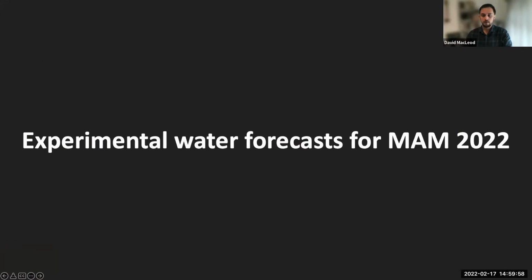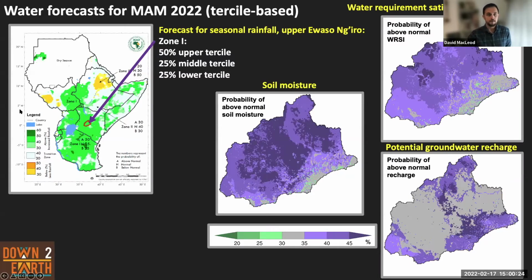Now, that's the method, and now we've used it to create some experimental water forecasts for the upcoming season. We've just had the Garcon forecast, and we've used those tercile probabilities to run through our method and generate outcomes and new forecasts for a range of different variables, and we'd like to present those here. So let's look at the Garcon forecast again.